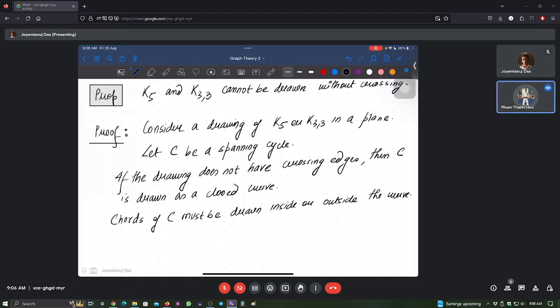Two chords conflict if their endpoints actually occur in an alternating order, right?